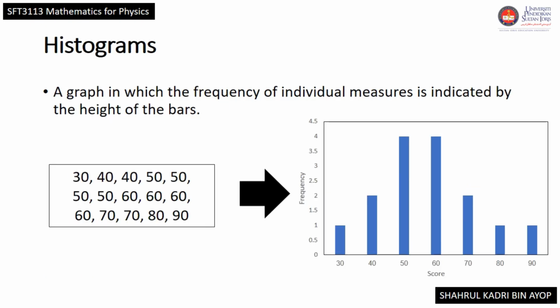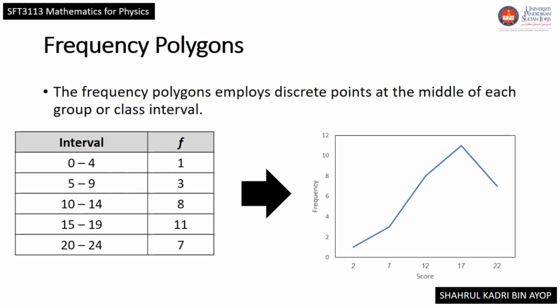Next is histogram. Histogram is a graph in which the frequency of individual measures is indicated by the height of the bars. Next is frequency polygon. As you can see here, the frequency polygon employs discrete point at the middle of each group or class interval.